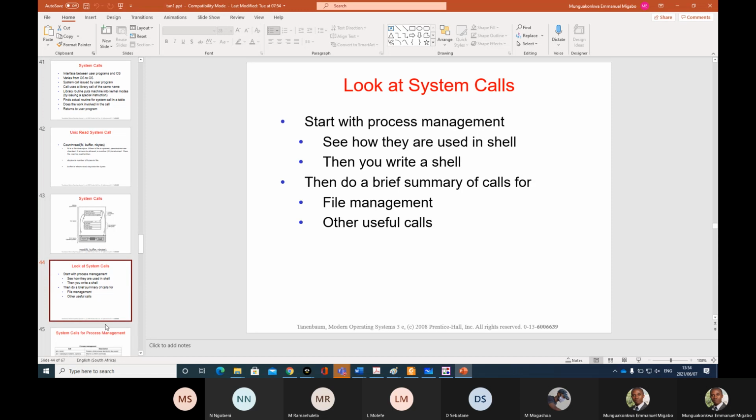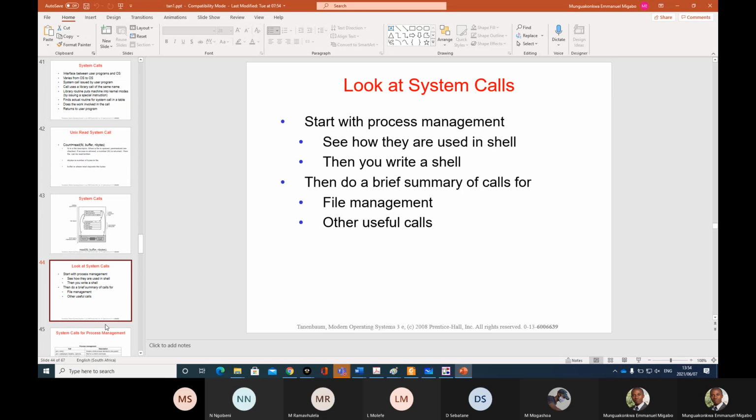When it comes to system calls, we will start by learning the fact that they start with process management. So we'll start by looking at the process management of a system call. We'll look a bit at how they are used in a shell. You know what a shell is, we defined it last time. And then we'll learn how to write our own shell scripts, meaning a set of system calls.